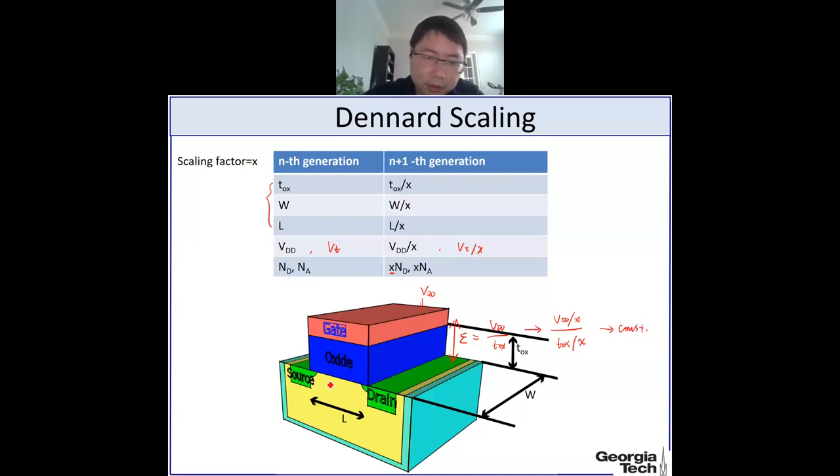Similarly, from the source to the drain, you apply VDD to the drain for the on state. So then you have the horizontal field from the drain to the source. And this field is VDD divided by L. And again, VDD scales by x, L scales by x. So this is constant. So that's why this is a constant field scaling. Does this make sense?